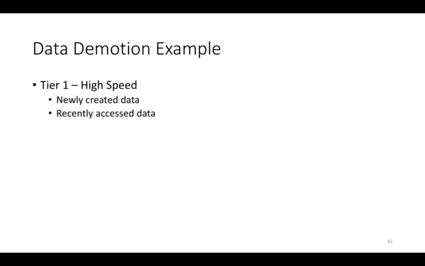So one of the ways in which companies that deal with large volumes of data deal with this is through using what's called a data demotion model. What we do is we define certain tiers or categories of data and what's available. So tier 1, very high speed data, data that's newly created, data that's recently accessed, we stick that on our high capacity, high speed, high expense front end servers.